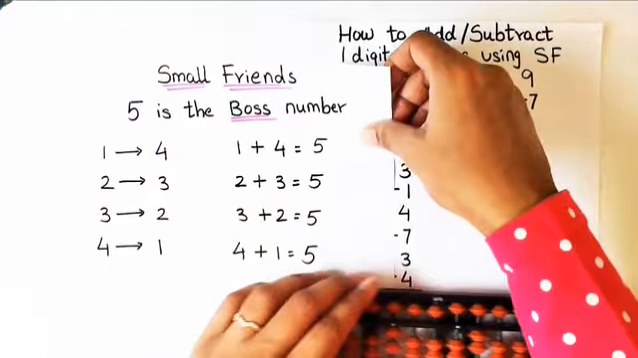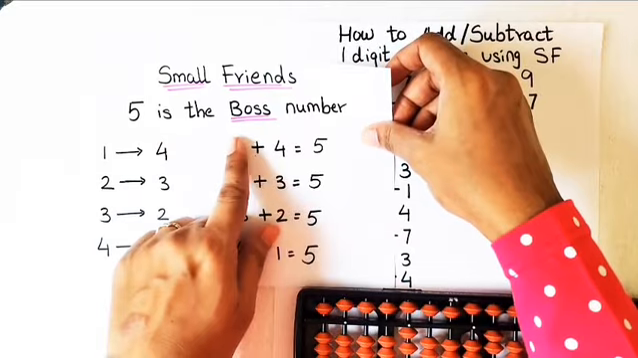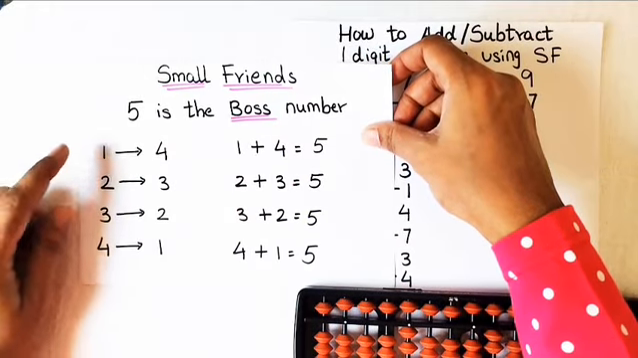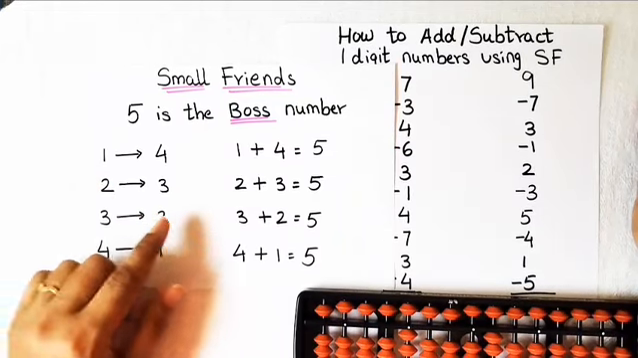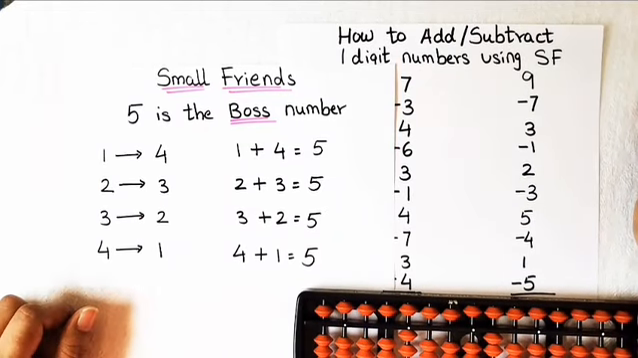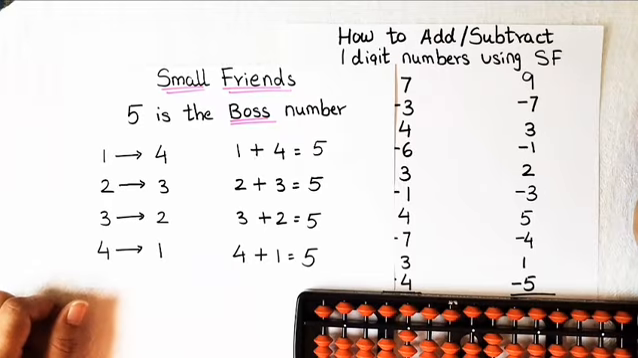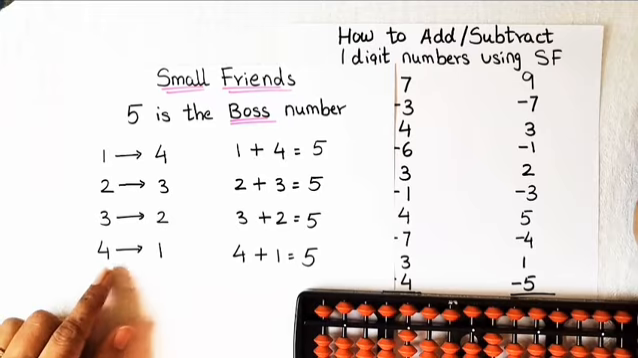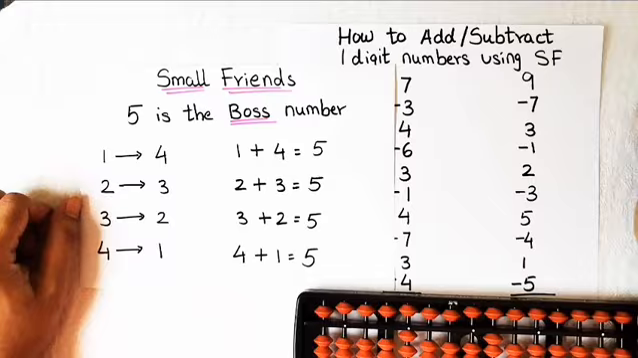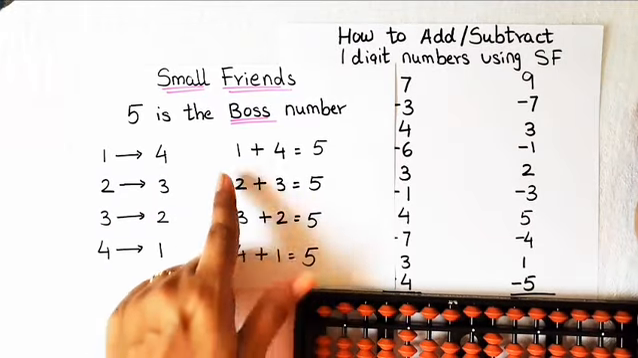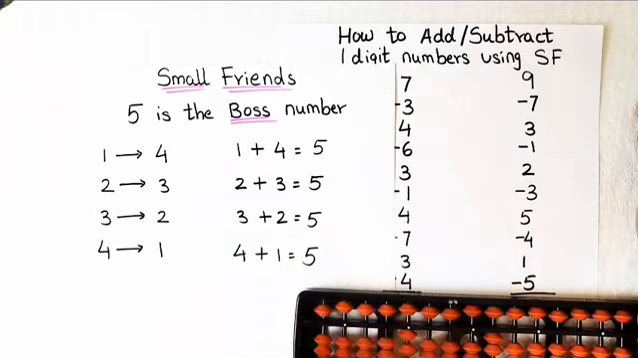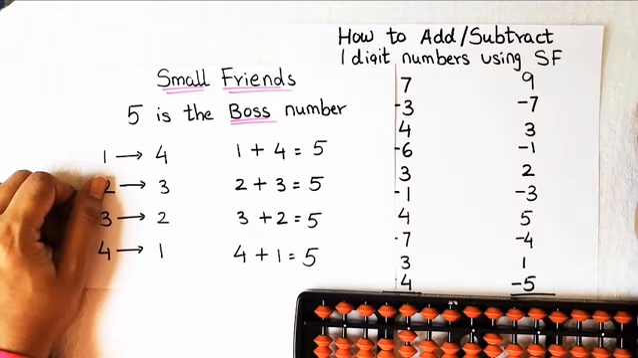In small friends, 5 is the boss number, 1 is the friend of 4, 2 is the friend of 3, 3 is the friend of 2, and 4 is the friend of 1. And why they are friends? When you add these numbers, the total comes up to 5.